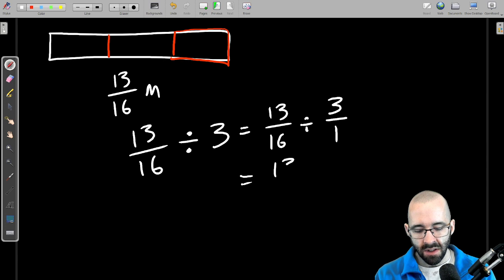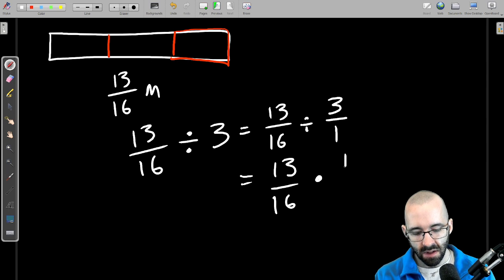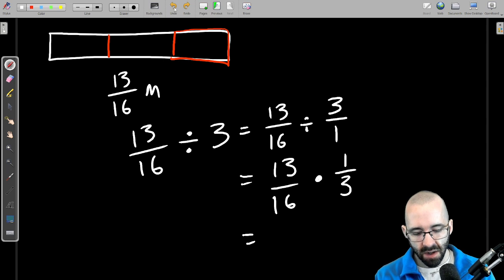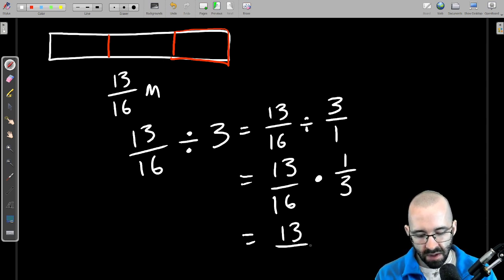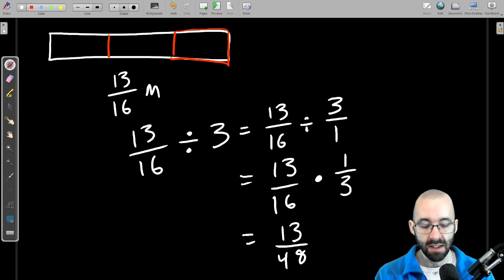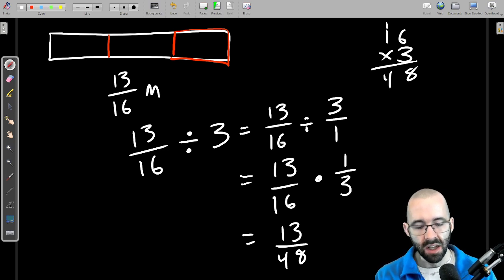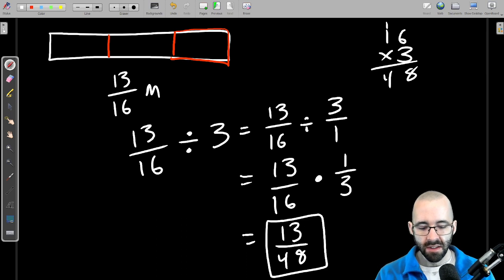To divide fractions, you keep the first fraction the same, you change division to multiplication, and you flip the last fraction. And now we're just multiplying fractions. We don't need a common denominator for multiplying. We just multiply across on the top and across on the bottom. 1 times 13 is 13, and 3 times 16 is 48. Again, you can set up multiplication like this to get that it is 48. And that is fully simplified because 13 is a prime number. That should be our answer.